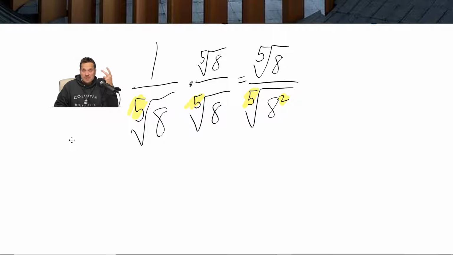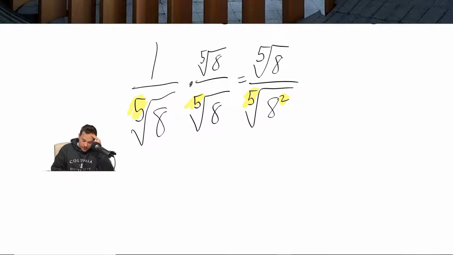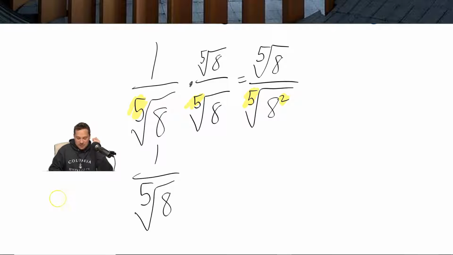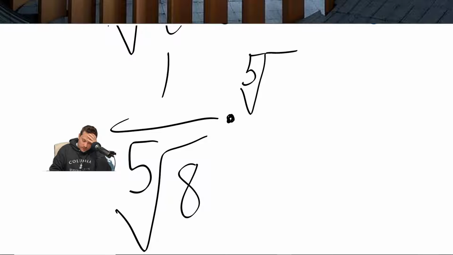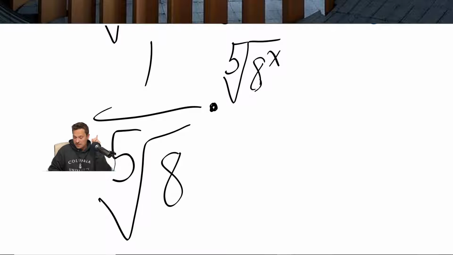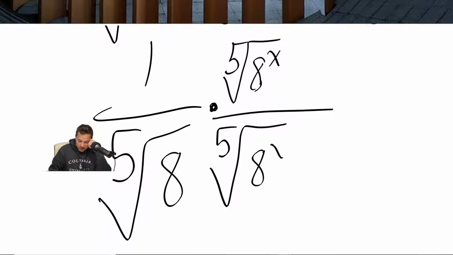So I'm going to work through the same example, but actually improve it so that in the bottom the radical goes away completely. In other words, 1 over the 5th root of 8. And I'm going to zoom in here so we can see everything as I write it. So 1 over the 5th root of 8. And this time I'm going to multiply by the 5th root of 8 raised to x. Why would I do that? Let me finish. You'll see very shortly why. And then 5 and then 8 to the x.